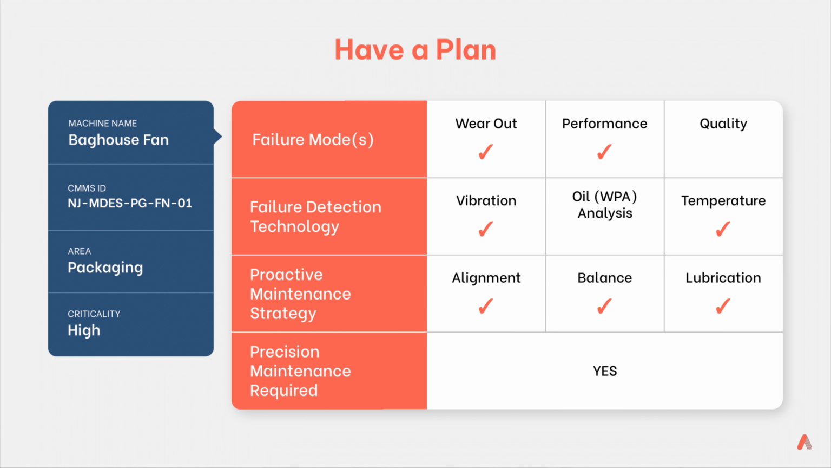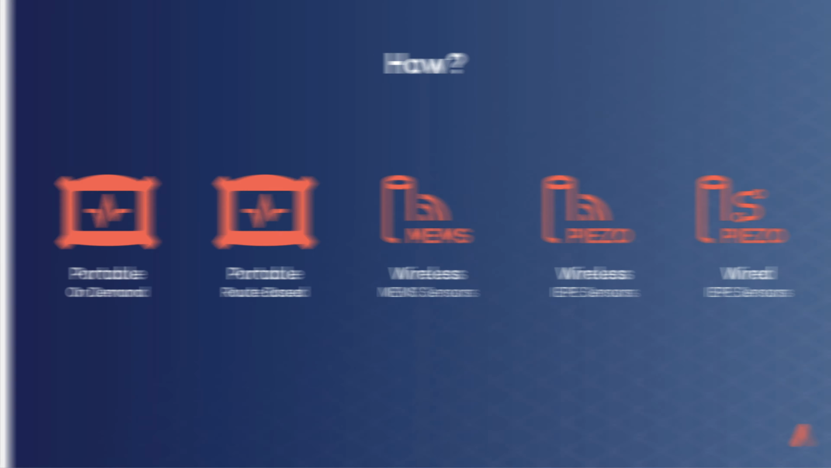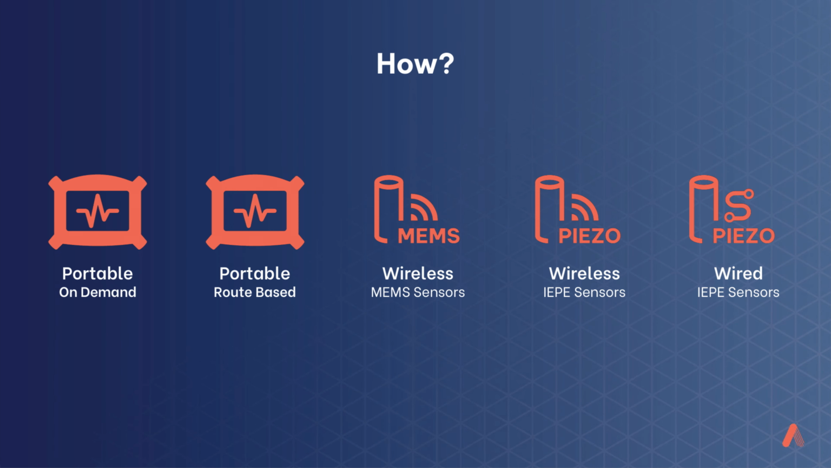We decided that vibration and temperature analysis is going to be the best way to trend failures with this piece of equipment. And then we have some proactive maintenance strategies that we can use to avoid wear-out and performance defects, such as alignment, balancing, and lubrication, so that we can do precision maintenance and prevent these failures from actually happening.